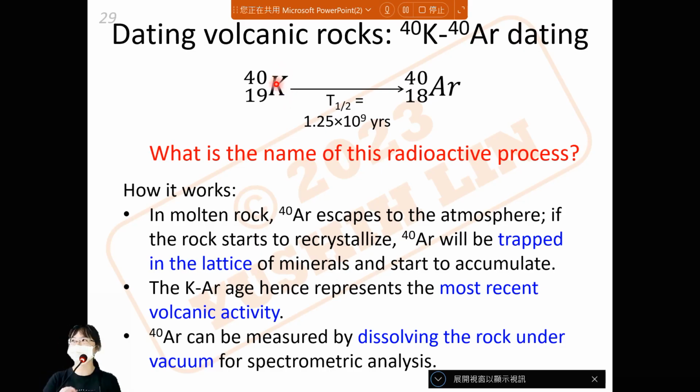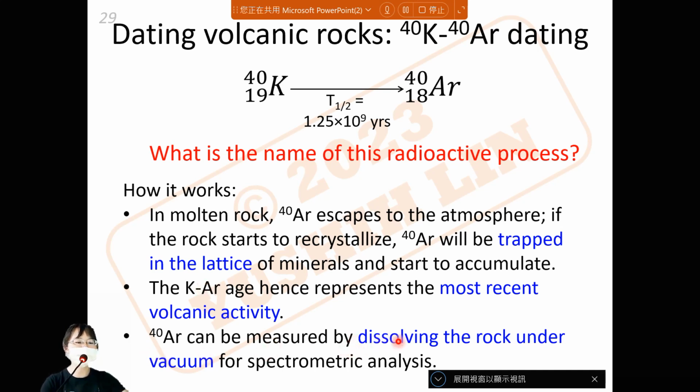When potassium in the mineral structure starts to decay to argon-40, the argon-40 can be trapped in mineral crystal as long as the mineral is solid. Therefore, the potassium-argon age represents the most recent volcanic activity. If this piece of rock, after it crystallizes, is melted again, then it's an open system again. The clock is reset. The potassium-argon age you measured is the second volcanic activity, not the first one.